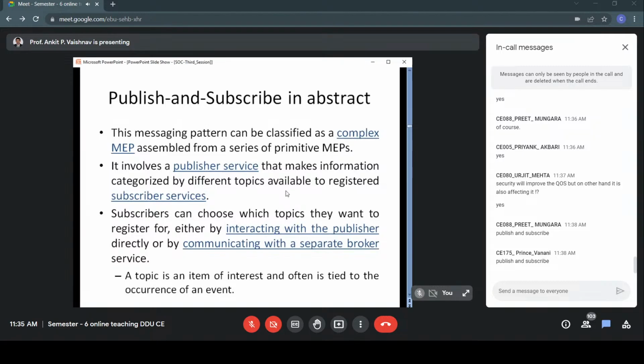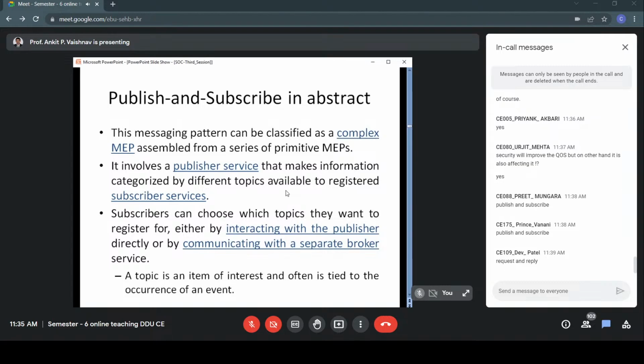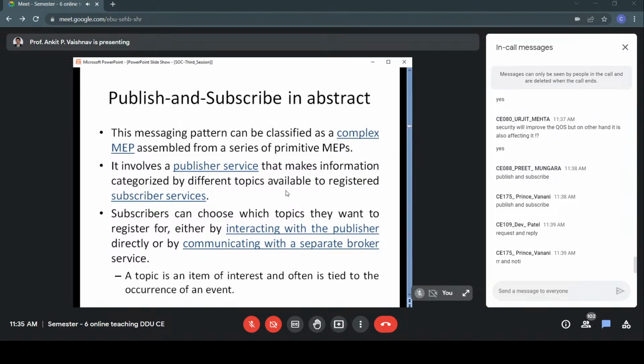Publish and subscribe is a complex MEP. I hope you remember that. Which two MEPs did we combine for this? I'll simplify your answer. First is request response and second is one way, or broadcast. It can be broadcast or multicast, depending upon your implementation. Yes, Dave and Prince, that's correct.